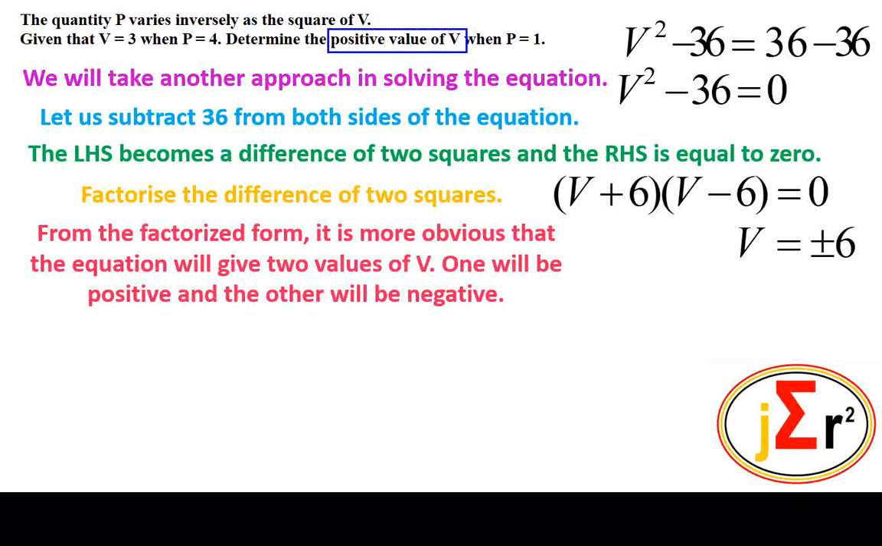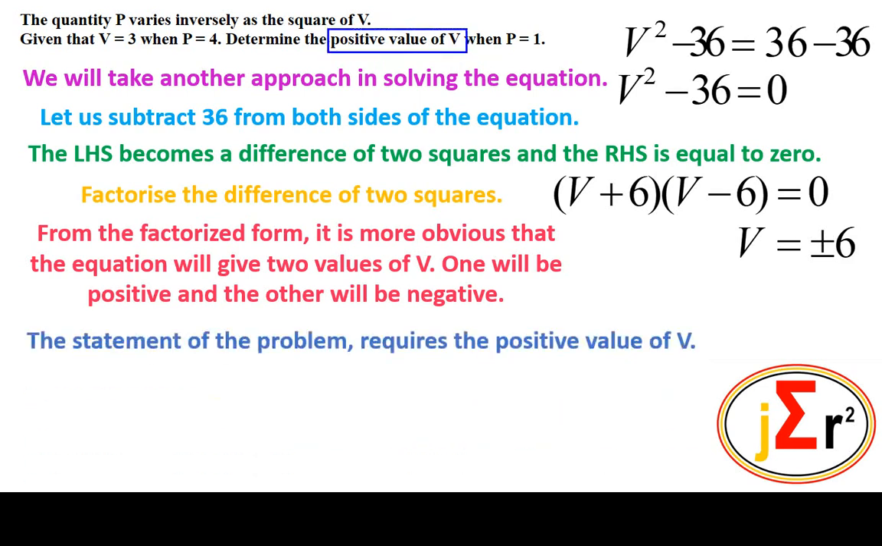So we are going right back to the requirement of the statement of the problem. Positive value of v. So we are taking the positive value. As we said just now, it is more obvious when we rewrite the equation as a quadratic equation whose quadratic form is a difference of two squares. It is also more explicit that we will have two values for v. The statement of the problem requires the positive value of v. V is equal to 6, and we are finished.